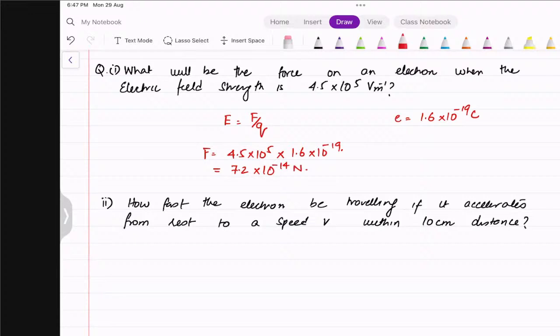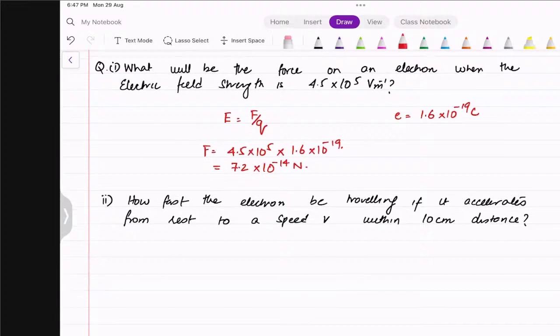Then it says how fast will the electron be traveling if it accelerates from rest to speed v within 10 centimeter of distance. So we know that velocity and constant acceleration are related by this equation: 2as equals v square minus u square. The initial speed was 0, so 2as equals v square minus u square, which is 0. And now let's keep this equation right here, where we know that acceleration itself is equal to eq over m. You guys remember this?